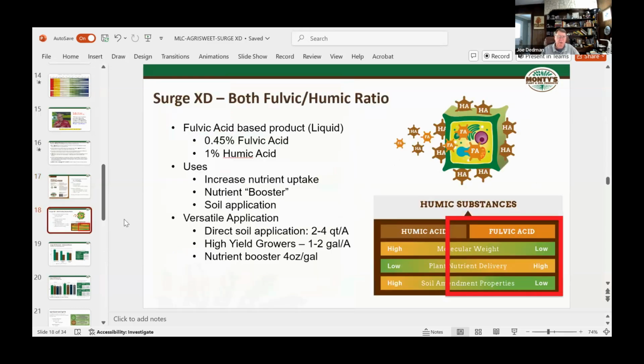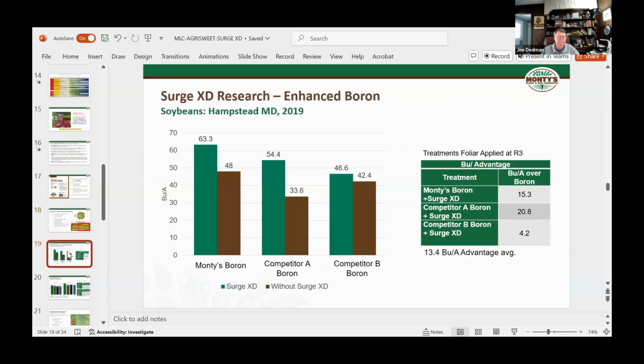So Surge, take a look here. We have a lot of fulvic acid in it as well as humic acid. So we use that mainly in foliar applications to help drive. Remember, it's a driver to help drive that nutrient into the plant.